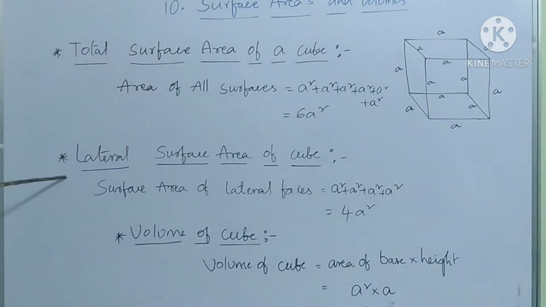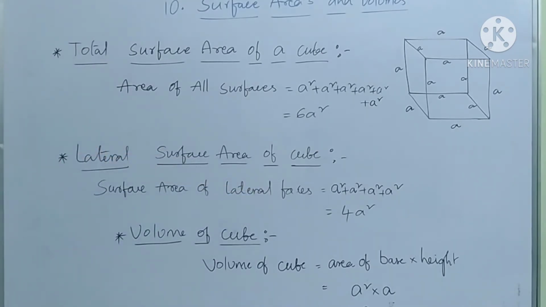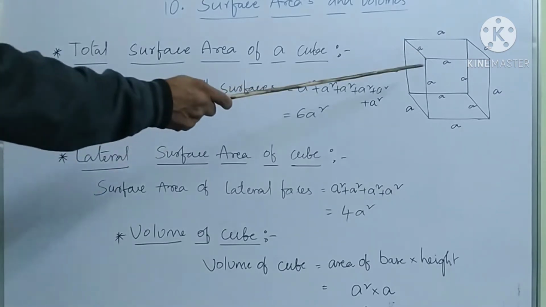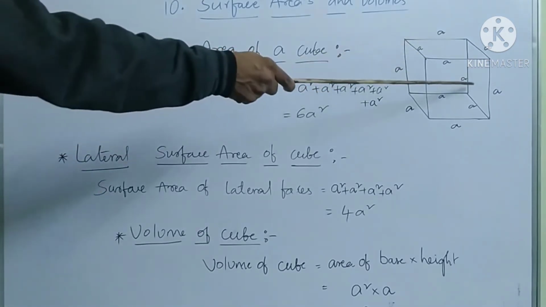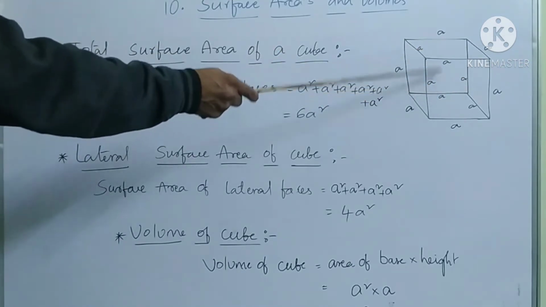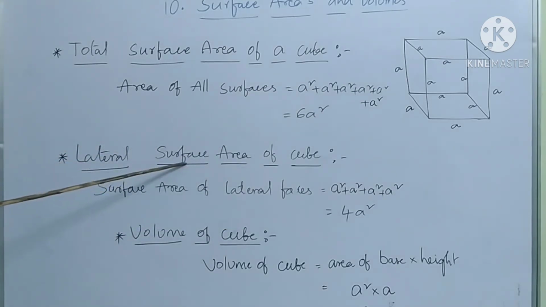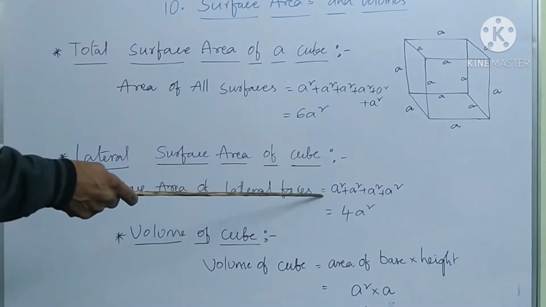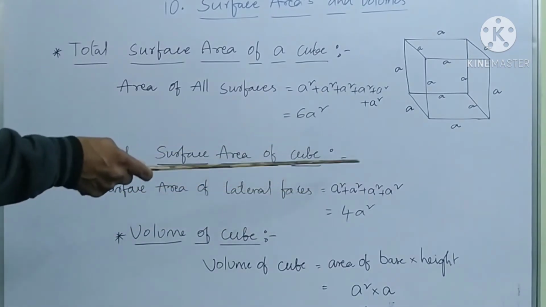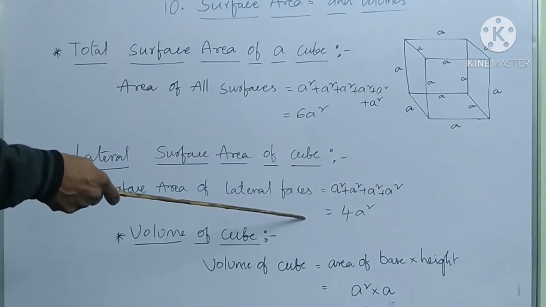So next one, lateral surface area of cube. Lateral surface area means surface area of lateral faces. Here this one is a lateral face, this one is a lateral face, and this one the front face and back face. These four are called lateral surfaces. These lateral surfaces' area is called LSA of a cube. So that is equal to a square plus a square plus a square plus a square, that is equal to 4a square.